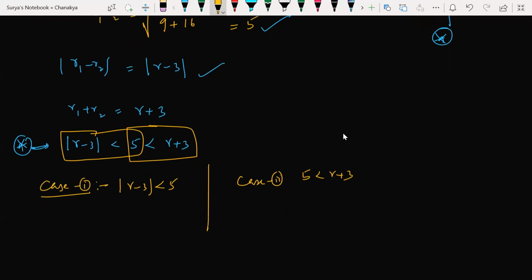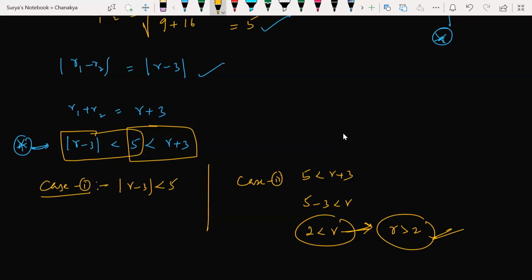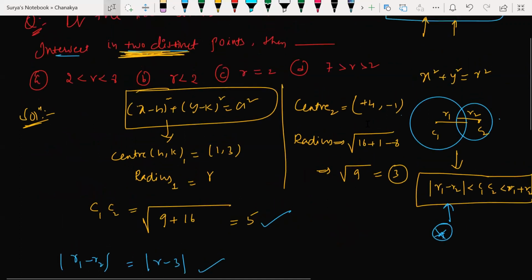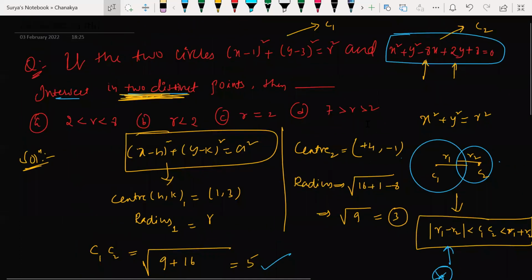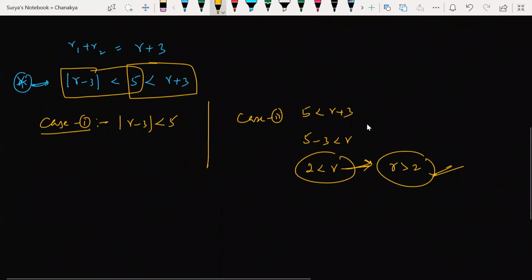Look here, if 5 is lesser than R plus 3, what is exactly R going to be? R is greater than 2. Am I correct? Yes, 5 minus 3 is lesser than R, so 2 is lesser than R, which is nothing but R is greater than 2. Am I correct? Look at this here. This is what he has given. Perfect.